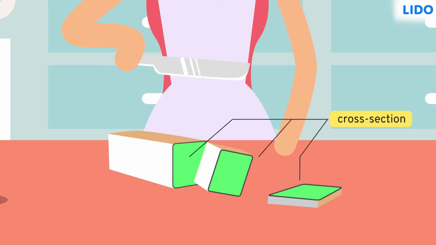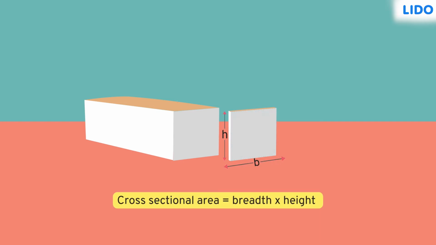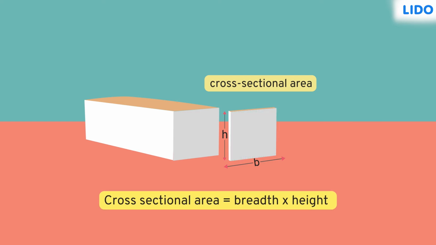So we can say that whenever we slice or cut any solid perpendicular to the surface, the shape that is created is called the cross-section. Now this thin slice of bread also has an area, right? Since it's a rectangular face, the area can be calculated by height times the breadth. This area is actually called the cross-sectional area. So now you know what is a cross-section and cross-sectional area.